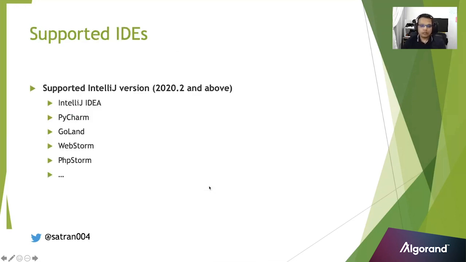The AlgoDEA plugin is currently supported in almost all IntelliJ platform-based IDEs. The plugin is currently tested with IntelliJ IDEA, which is a Java IDE in the IntelliJ ecosystem. It has also been tested against PyCharm, which is a Python IDE, GoLand, which is a Golang IDE, WebStorm, which is a JavaScript IDE, and PhpStorm, which is a PHP IDE. But it should work with any IntelliJ platform-based IDE. Just make sure you are using version 2020.2 or above.